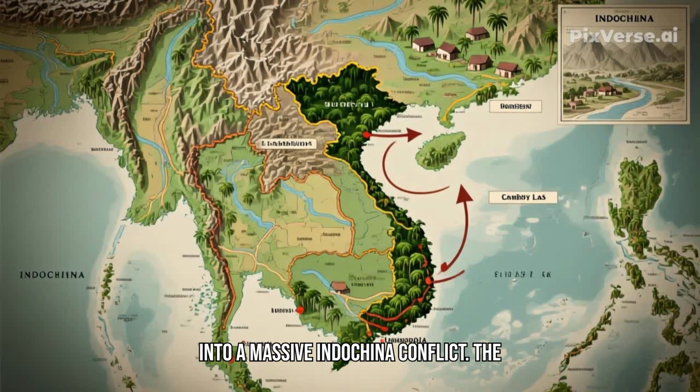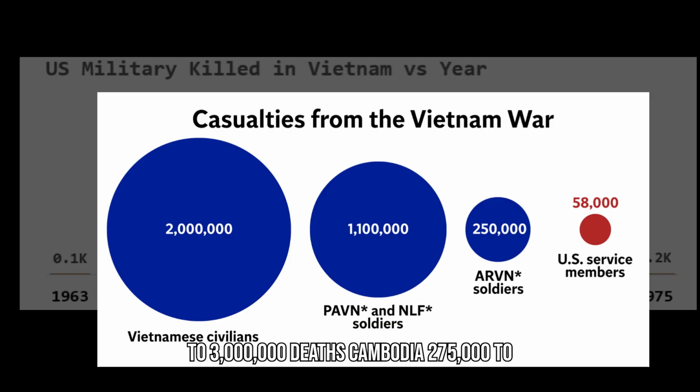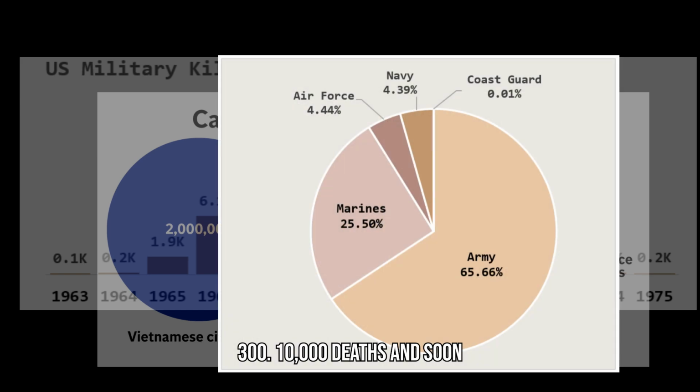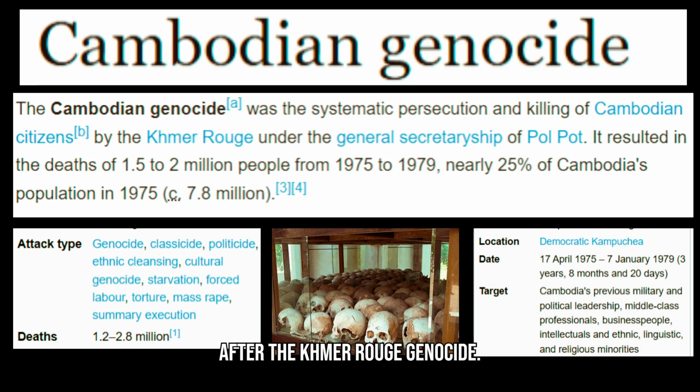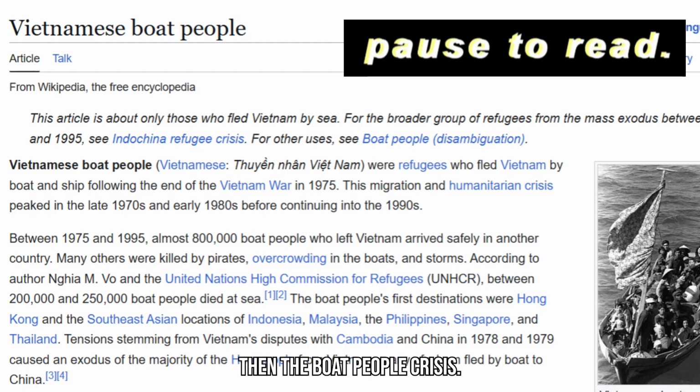The human cost was devastating. Vietnam, 1 to 3 million deaths. Cambodia, 275,000 to 310,000 deaths. And soon after, the Khmer Rouge genocide. Laos. Then, the boat people crisis.